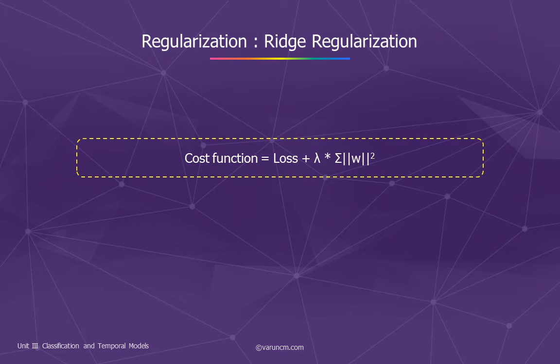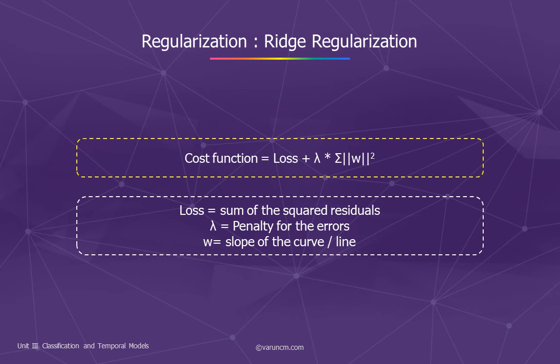So this is the cost function. The cost function in the case of ridge regularization or ridge regression is loss plus lambda into the sum of the squares of the coefficients W. Loss is the sum of the squared residuals, lambda is the penalty for the errors, and W represents the slope of the curve or the line. So this is the cost function with which you are going to find the best fit for the model.